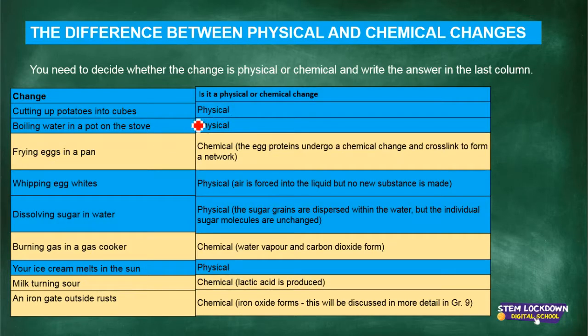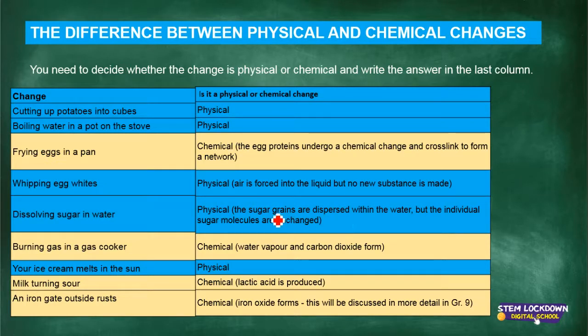So cutting the potatoes is a physical change, and boiling water on the stove is a physical change. Frying the egg in the pan is a chemical change. The reason for that is that the egg proteins undergo a chemical change and cross-link to form a network. Now whipping egg whites. This is physical because the air is forced into the liquid, but no new substance is made. Dissolving sugar in water. This is physical because the sugar grains are dispersed within the water, but the individual sugar molecules are unchanged.